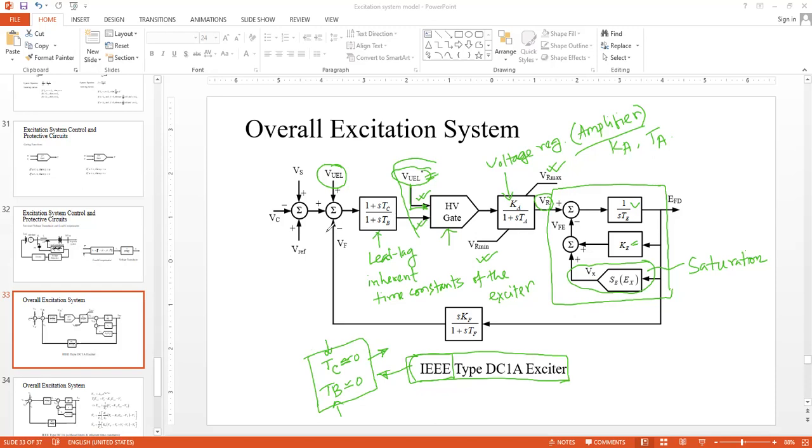So in the next diagram, when we will be simplifying these blocks slowly, we'll be getting rid of some of the blocks and some of the limiting functions as well. Remember, our main interest is in a linearized model, because we are trying to capture the small disturbance stability scenario.